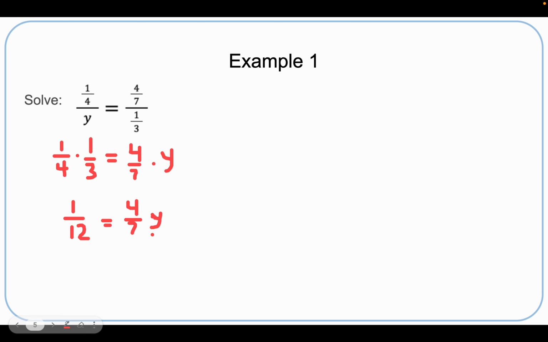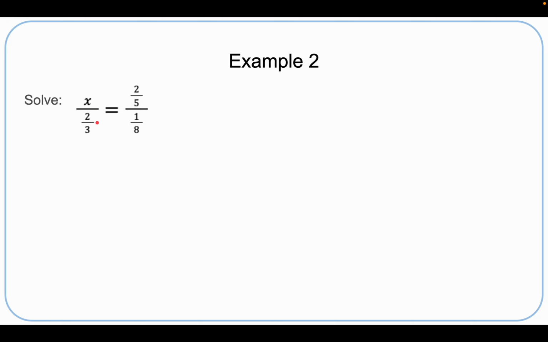And then to get y by itself, to solve for y, we need to multiply this by the reciprocal. If we multiply 4/7 by 7/4, that will cancel out and we'll just be left with y. And then what we do to one side of our equation, we need to do to the other to keep it balanced. So we'll multiply 1/12 by 7/4 as well. And there's no cancellation that we can do here, so that's just going to be 7/48 equals, and like we said, the 4/7 cancels out the 7/4, and we just have y here. So y equals 7/48.